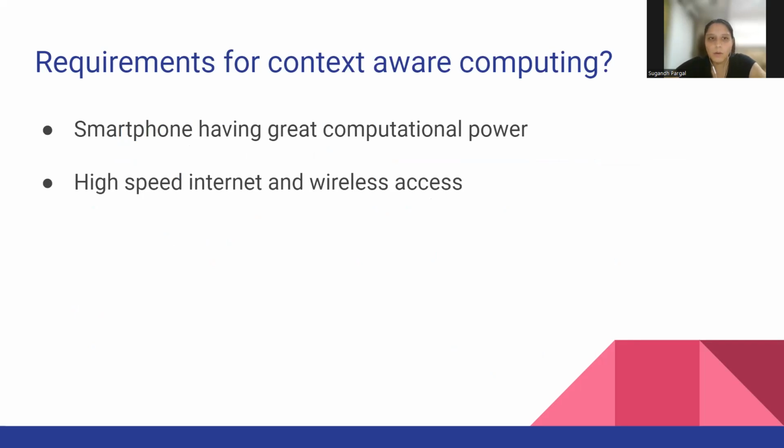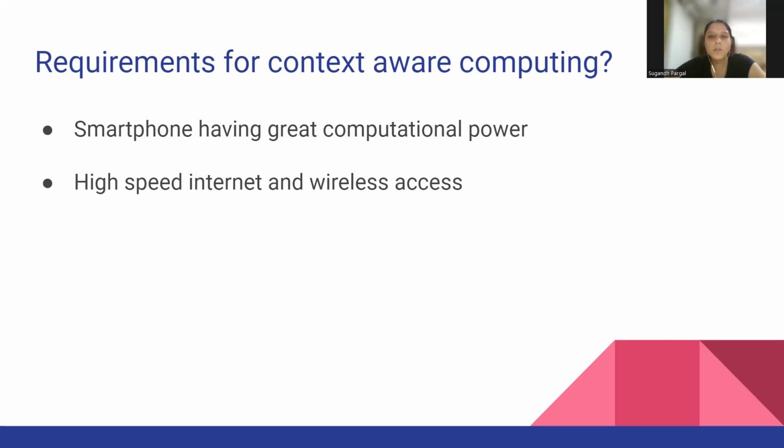So now we will talk about the requirements which are needed for context-aware computing, because context-aware computing is not possible to do standalone. We have a few requirements. The first basic requirement is a smartphone with great computational power, because identifying the context from the sensors of the smartphone and making the computation itself in the smartphone is a basic requirement which needs higher computation power, and also the energy loss should be very low.